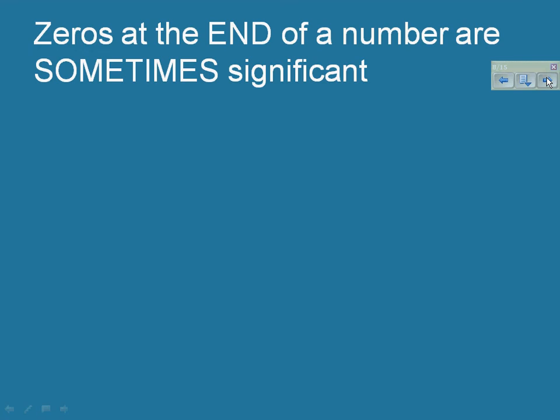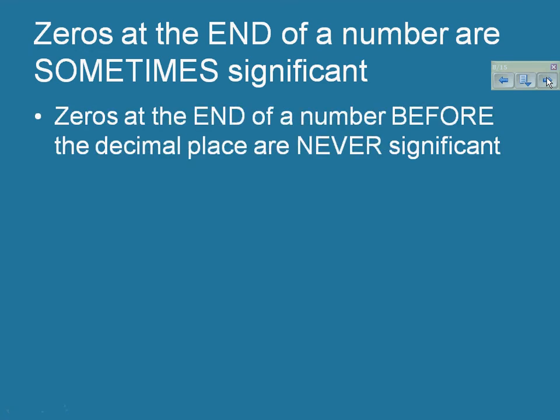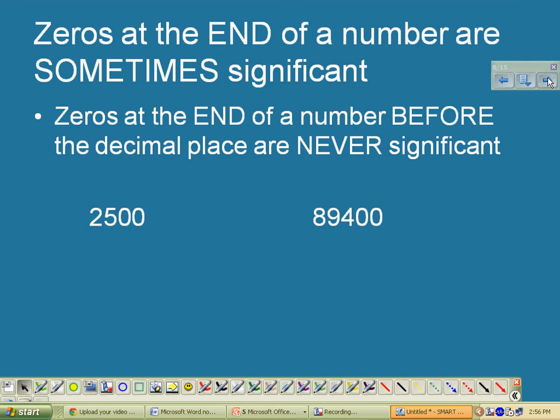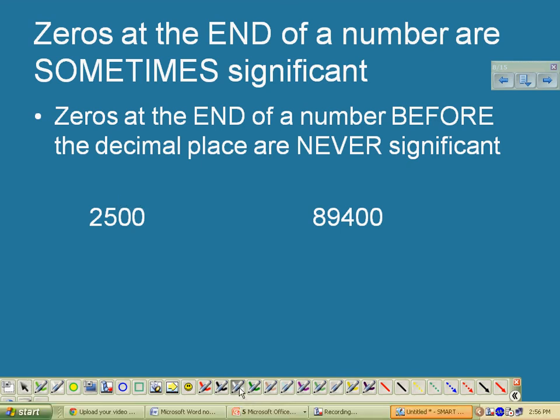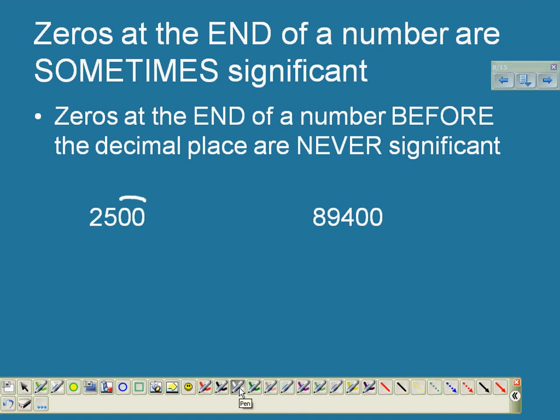Zeros at the end of the number are sometimes significant. Zeros at the end of a number before the decimal place are never significant. So looking at these two numbers, we have 2,500, no decimal place. Decimal is absent. Start on the Atlantic side or the right side of the number. Start counting with the first non-zero digit. So you're not going to count until you get to the 5. Count to the end of the number. So how many sig figs?